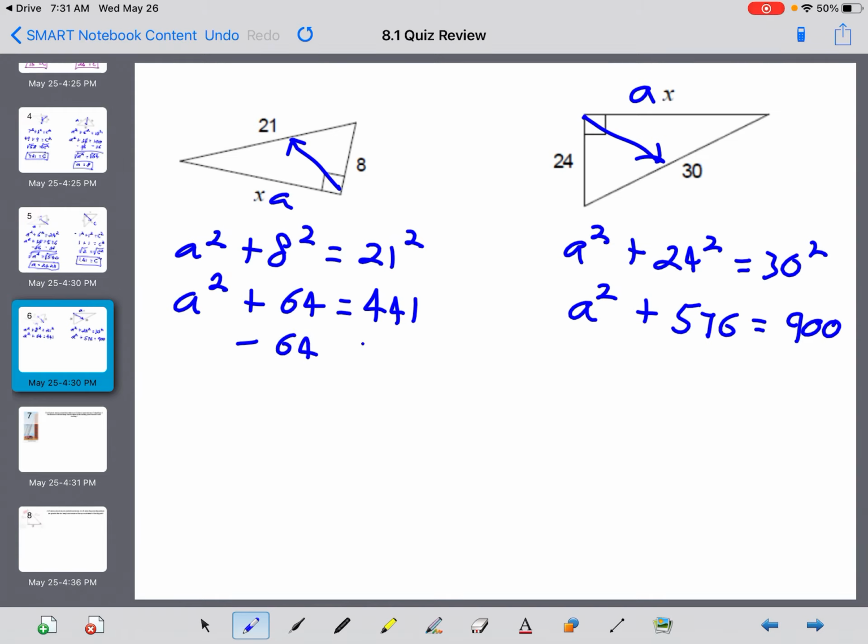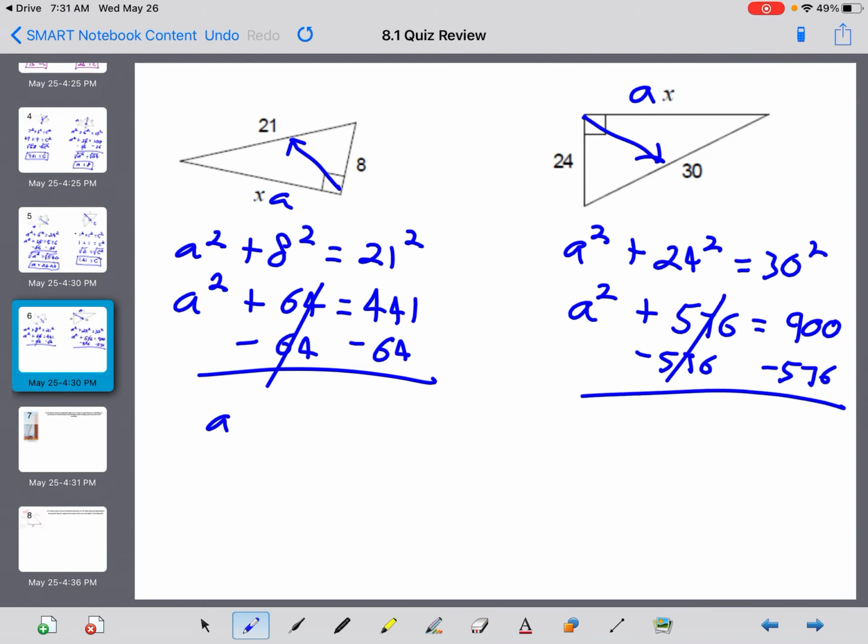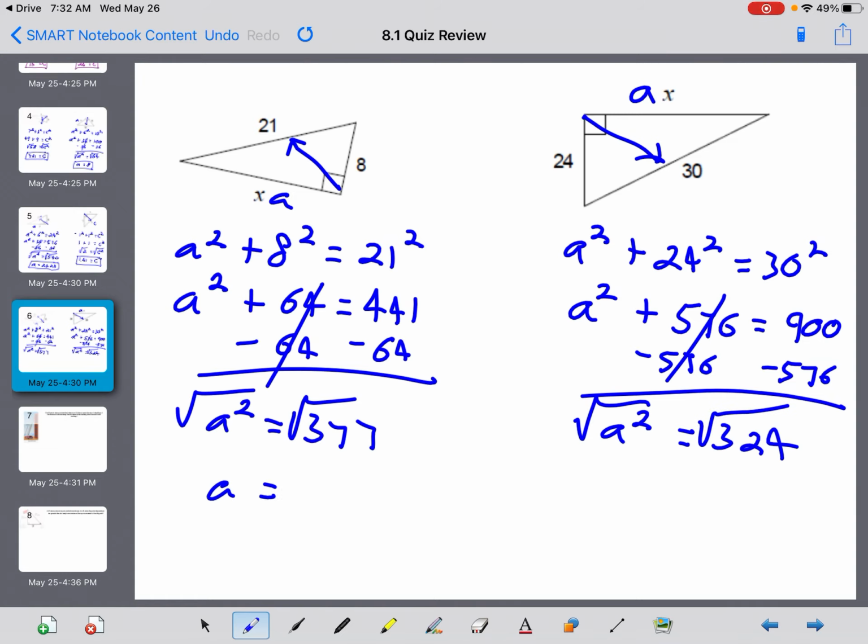You're going to subtract 64 on both sides on the left. You're going to subtract 576 on both sides on the right. And we get A squared equals 441 minus 64, which is 377. And 900 minus 576 is 324. Take the square root of both sides. And A equals the square root of 377, which is 19.41. And the square root of 324 is 18.